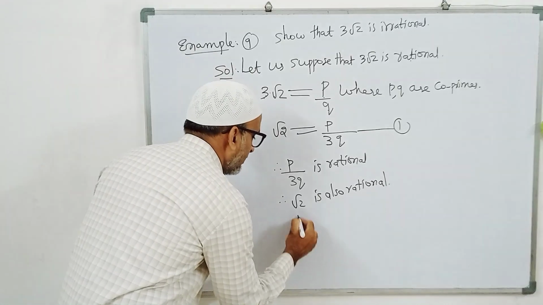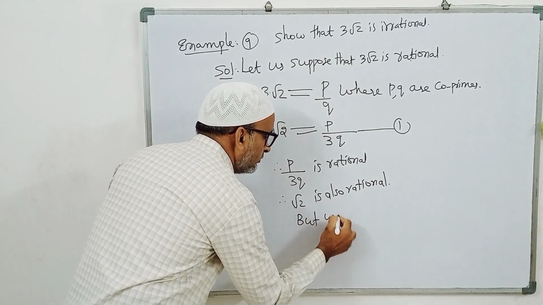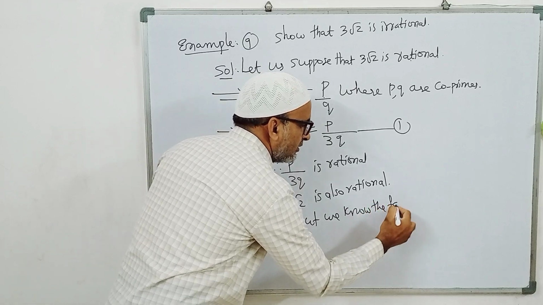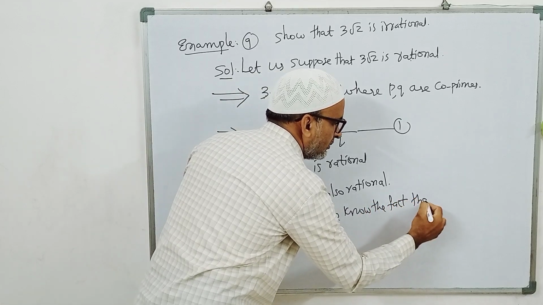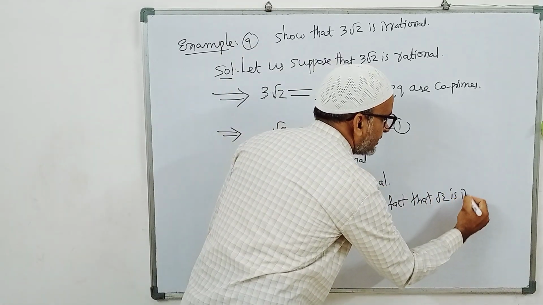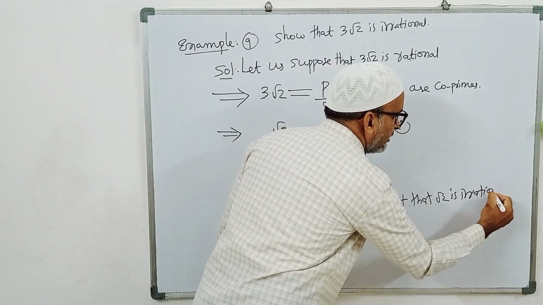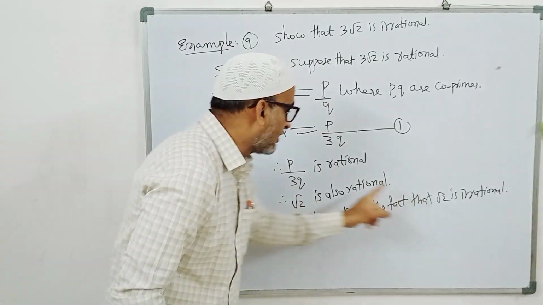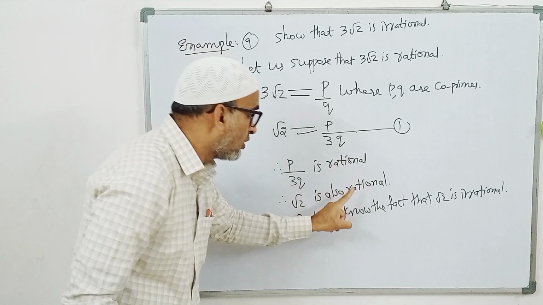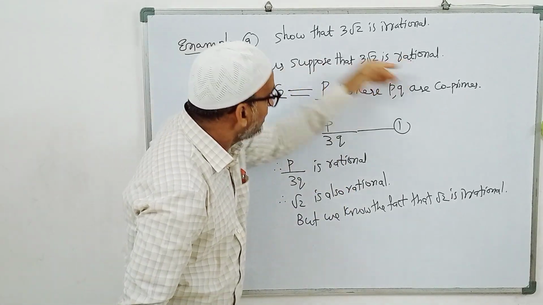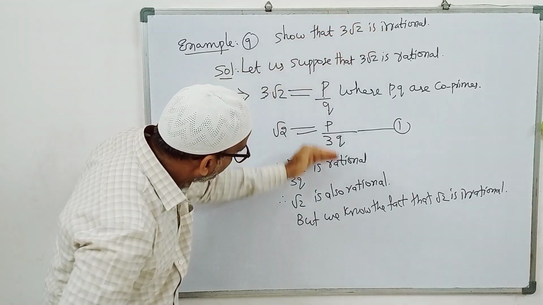But we know the fact that root 2 is irrational. What is the fact thing? Root 2 is irrational, but what you got? Rational. Why you got this one? What you have supposed, 3 root 2 is rational, by taking this you got all these steps.